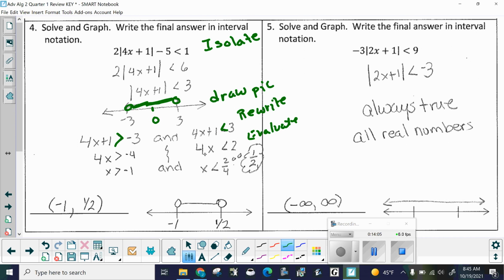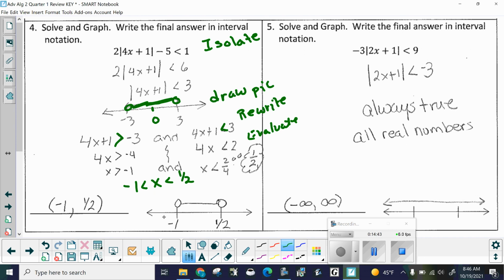I divide both sides by 4. X is less than 2/4, and I think about it, I can reduce that to 1/2. So I've got x is greater than negative 1 and x is less than 1/2. I can rewrite this as negative 1 less than x. Notice it's still pointing to the negative 1, which is less than 1/2. I can graph it. Open dot on negative 1 and 1/2, and I'm in between.